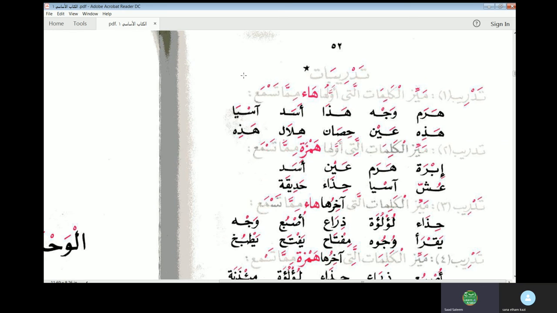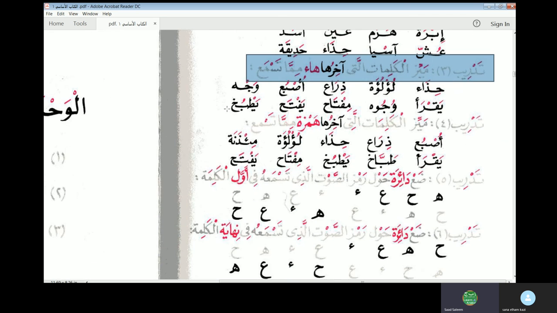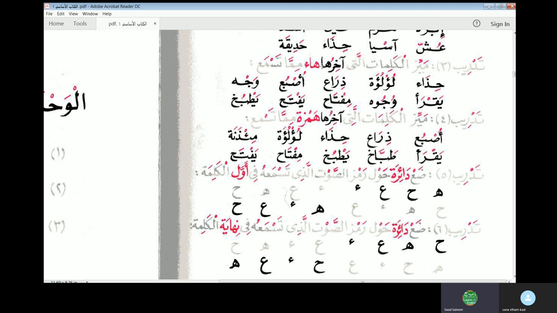Distinguish the words which have Hamza at the start from what you hear. What does mayyiz mean? Distinguish. Distinguish the words which have Ha at the end from what you hear. So let's skip all these exercises.